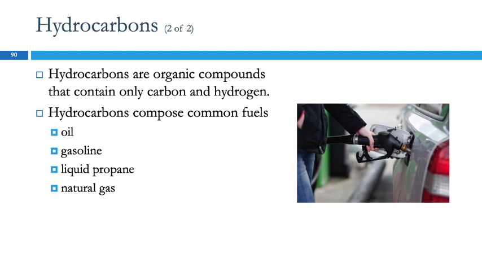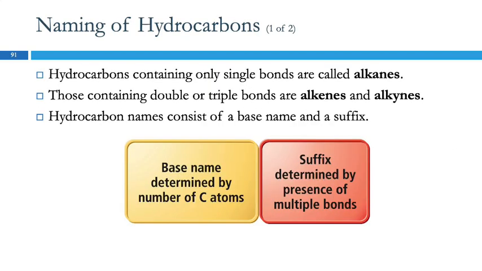Hydrocarbons burn very nicely. They contain a lot of energy, so they're good as fuel. Oil, gasoline, propane, natural gas, those are all hydrocarbons. Within the hydrocarbons, we can look at what kinds of bonds they have. If they only have single bonds, they're called alkanes. So there's this suffix here, ane. If you have double bonds, at least one, it's going to be an alkene, and a triple bond is going to be an alkyne.